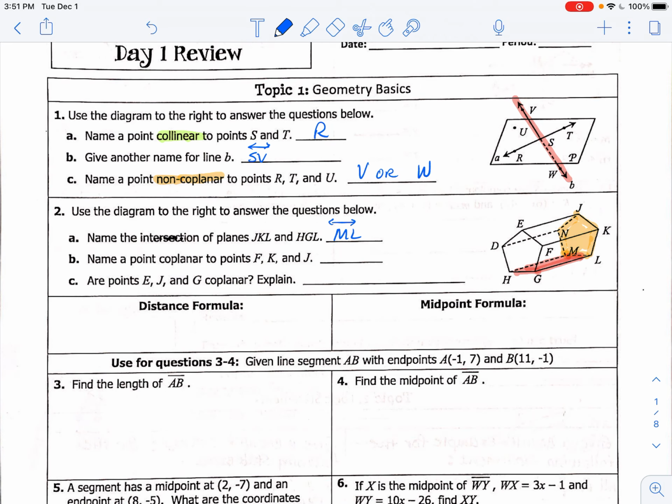All right, letter B, it says name a point coplanar. So we want to be on the same plane to points F, K, and J. So F, K, and J. Let me erase this. F, K, and J. That's going to be this plane up here. Here's F to K to J, so it's this piece right here. Point coplanar to this. How about E? E is on this plane.